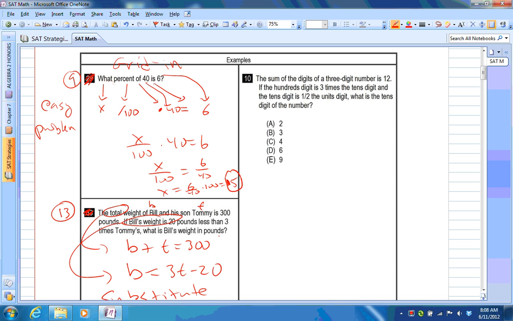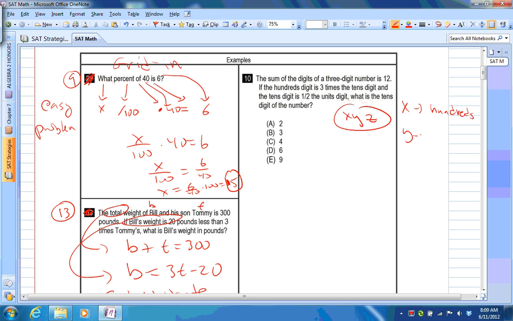Let's look at number 10 here. The sum of the digits of a 3-digit number is 12. The hundreds digit is 3 times the tens, and the tens digit is half the units. What is the tens digit of the number? Now this seems a little bit confusing, but if you have a 3-digit number, we'll say that's our number right now, where X is the hundreds digit, Y is the tens, and Z is the units. And it said all the digits add up to 12. The hundreds digit is 3 times the tens, and the tens is half of the units.